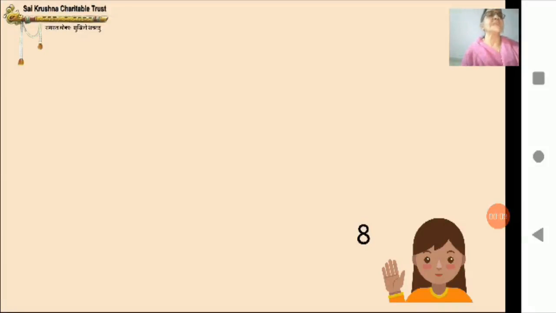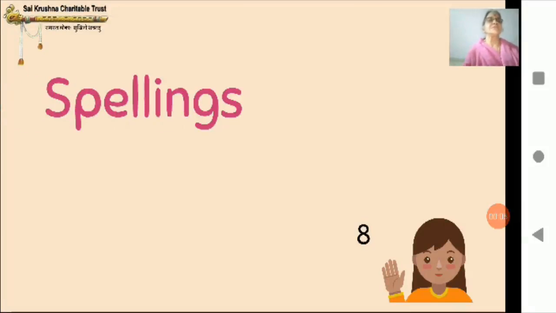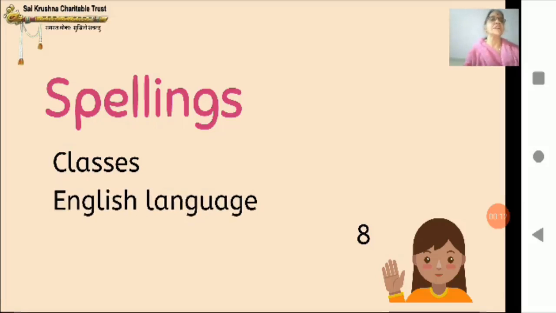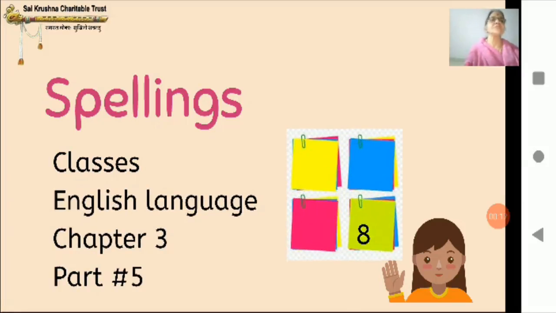Welcome to today's class, students of Standard 5, 6, 7 and 8, for the English language class on spellings, chapter 3, part 5. This is a combined class for the students of 5, 6, 7 and 8 so that you get a mastery over the spellings and you are able to write English very well.